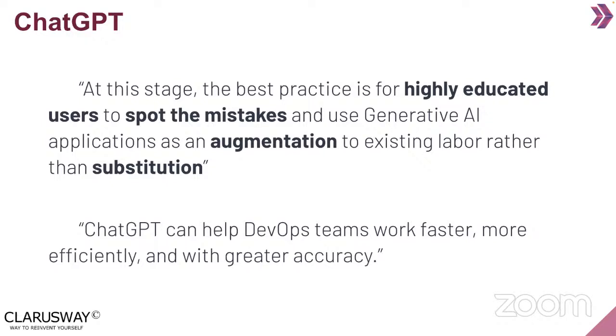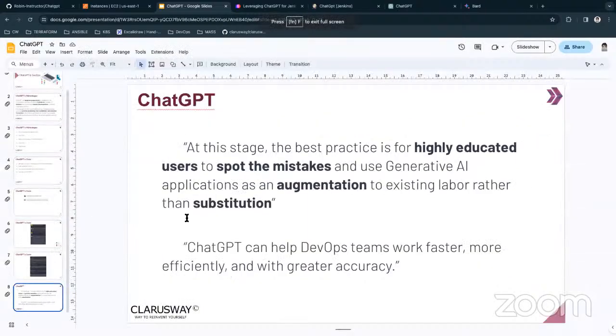Yes, ChatGPT can help DevOps teams work faster, more efficiently, and with great accuracy, but as long as you are very careful about the content. Okay. So I think it's going to be the conclusion, but I'm going to show you something more.